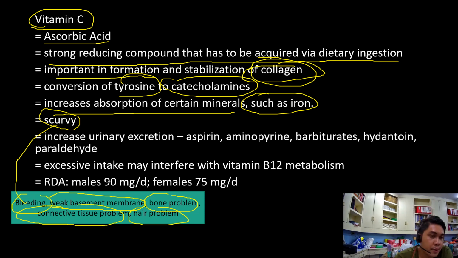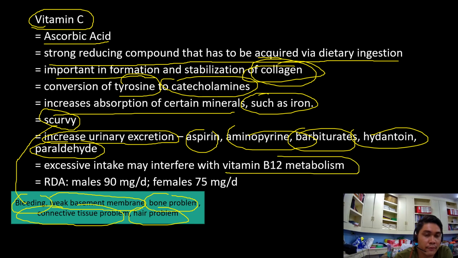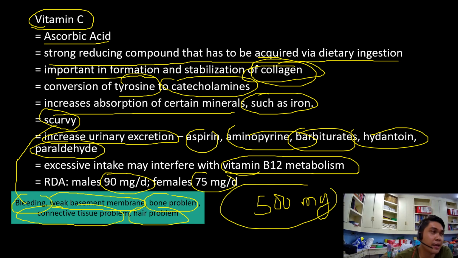There is increased urinary excretion of vitamin C if you take aspirin, aminopyrine, barbiturates, hydantoin, and paraldehyde. Excessive intake may interfere with vitamin B12 metabolism. The RDA is 90 for males and 75 for females. So if you take 500 milligrams of vitamin C, that is enough. That is already excess, because the RDA is only 90 for males and 75 for females. The excess is just excreted. So that's for vitamin C.